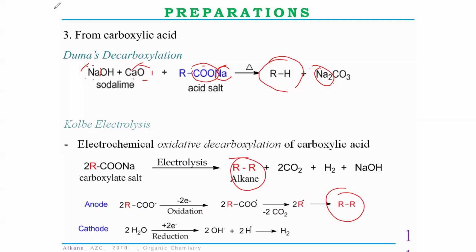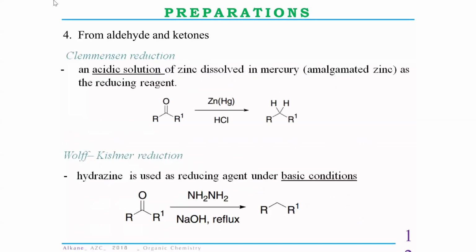So we have the Dumas method and Kolbe electrolysis under preparation of alkanes from carboxylic acids. Okay. And of course, clearly from the Kolbe method, synthesis of the alkanes is taking place exactly at the anode. Okay, then the next thing is preparation from aldehydes and ketones. So you can get it from aldehydes and ketones.